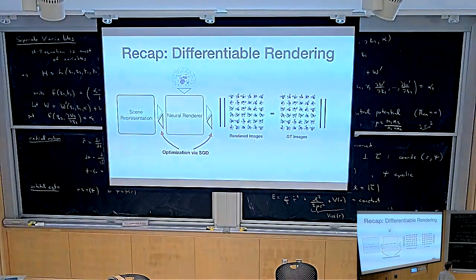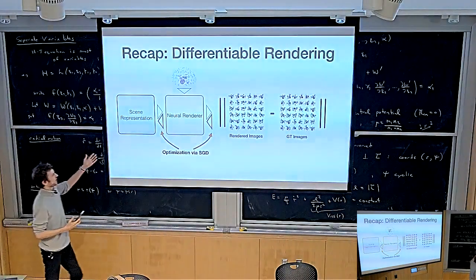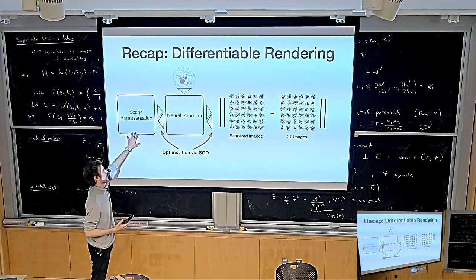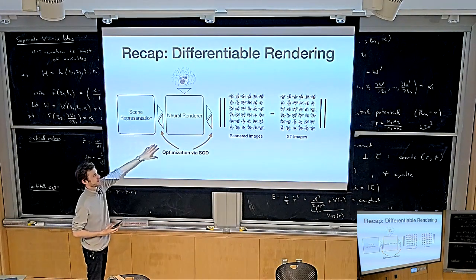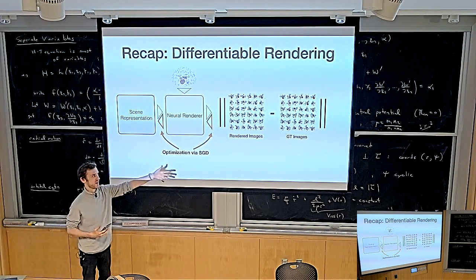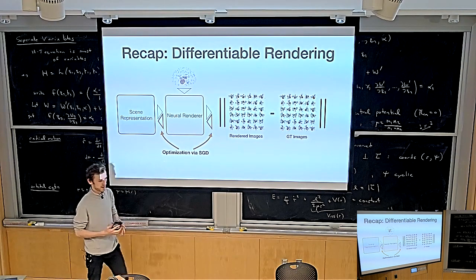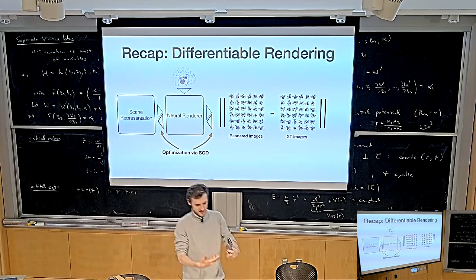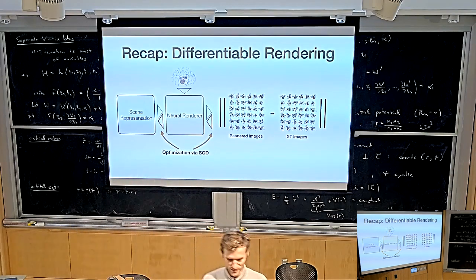Last time we talked about differential rendering. And the key idea of differential rendering was we have some kind of 3D representation, we formulate some kind of differential renderer, and then we can render images of our scene representation, compare them to images we have captured of real-world scenes, and then we can reconstruct our 3D scene.